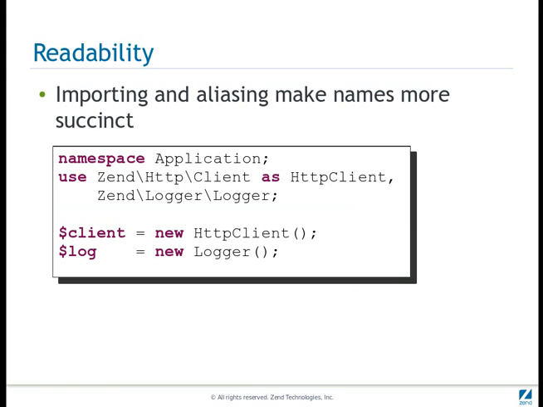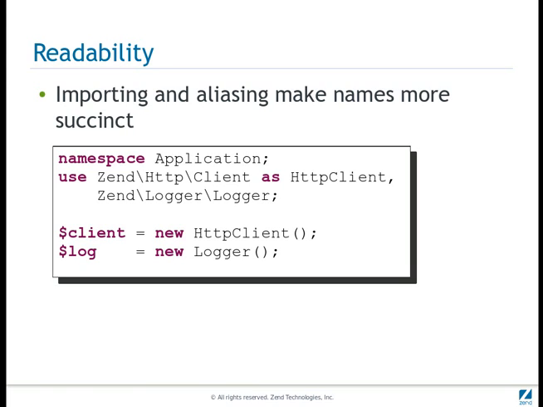With importing and aliasing, I can make names succinct even when I'm not in that same namespace. So for instance, in namespace Application, I can use Zend HTTP Client as HTTP Client and Zend Log Logger. New HTTP Client, new Logger. When I look at the code itself, the code where I'm actually utilizing the classes, it becomes much more succinct.